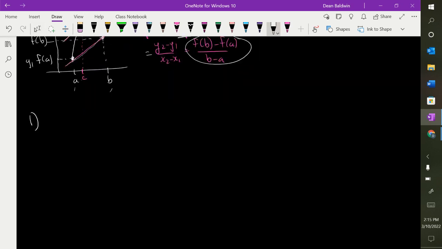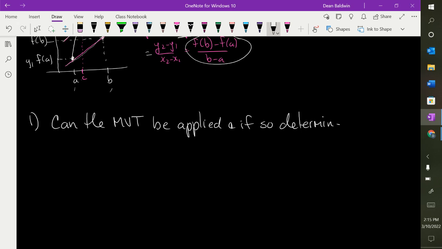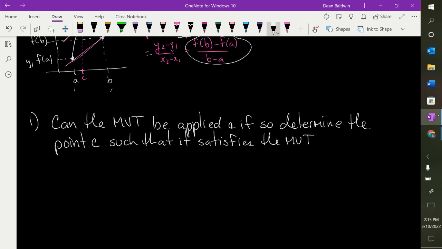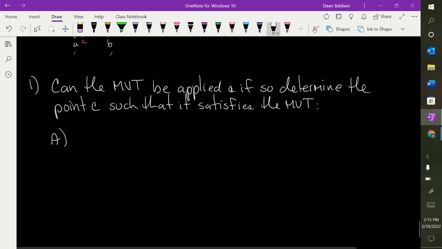So here's the question. Can MVT, the mean value theorem, be applied, and if so, determine the point c such that it satisfies the MVT. Okay, so two examples. First one, here's our function.